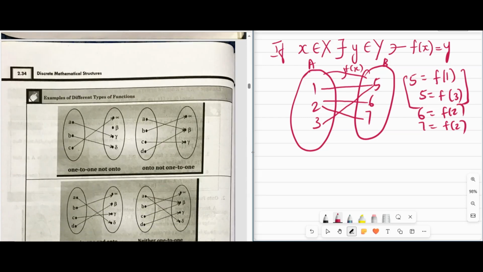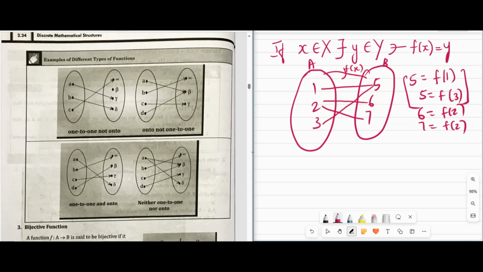Now let us determine whether it is one to one or not. Since here beta has no element which is connected to any element of the domain, therefore it is not a one to one function. Then it is onto but not one to one because a and d have the same image. It cannot be onto, but every element of the codomain has a pre-image. It is an onto function.